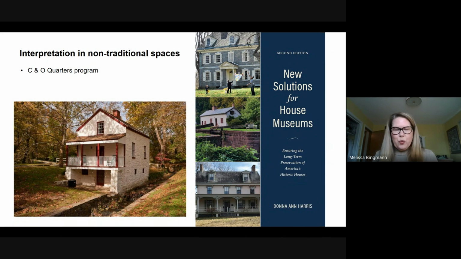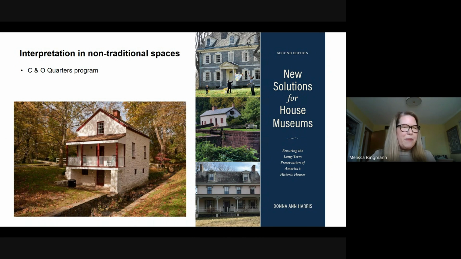And I'm going to end with a recommendation for a book called New Solutions for House Museums. So for the past 2 or 3 decades at conferences, there's a conversation asking the question, are there too many house museums? Rhetorical question, yes, there are. There are too many to be sustainable. So this book really helps walk through the process of, can it be a house museum? Should it be a house museum? And if not, what are some other solutions?